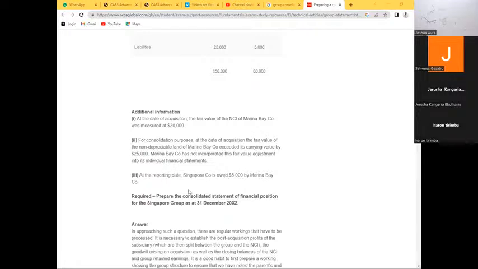So they want me to do something very simple: prepare the consolidated statement of financial position for Singapore Group as at 31st December 2022, end of the year. For those of you who attempted the BDA exams last semester, you'll bear witness with me that that paper wasn't that hard. I spelled out the calculations.